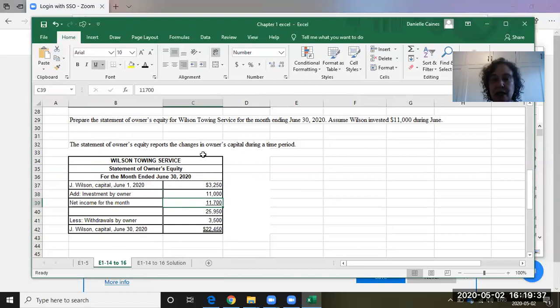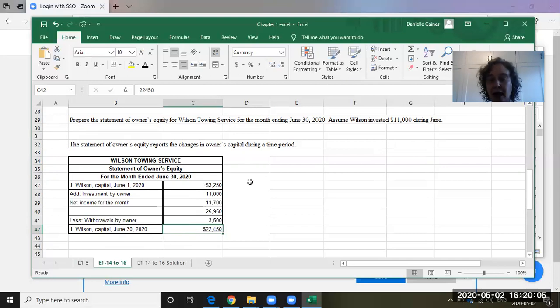So that's why this statement has to be prepared after the income statement. We get our subtotal, $25,950. We take away any withdrawals. So the owner has taken out $3,500 from the business, and we're left with a capital of $22,450. Also notice the dollar sign at the beginning, the dollar sign at the end, the double underline at the very last amount. So the J. Wilson Capital has to have a double underline.